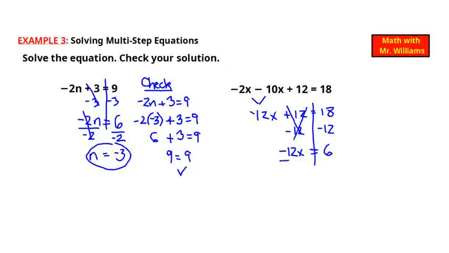We're going to go ahead and divide that. So we're going to divide by negative 12 on the left and on the right. Canceling out, x equals 6 over 12. I'm going to go ahead and simplify that down to a negative 1/2.